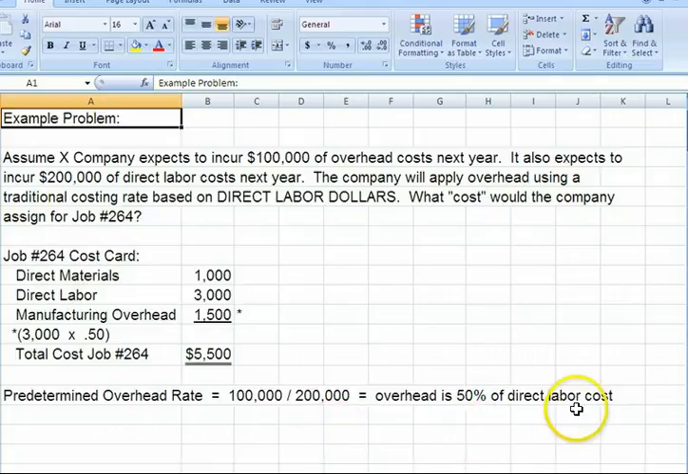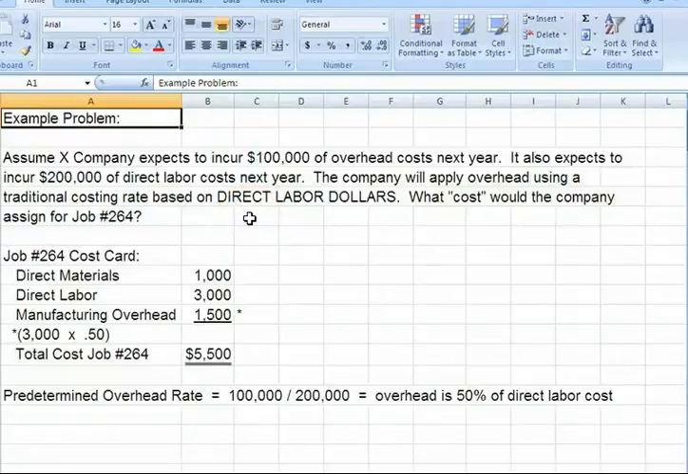Basically, what we're saying here is more overhead should go to products that spend a lot of time in the factory. And one of the ways we can measure how much time a product spends in the factory might be to look at direct labor dollars. If a product has a lot of direct labor dollars assigned to it, it probably spent a lot of time in the factory and should be responsible for more of the light bill, the heat bill, the supervisory salary, and all those other types of overhead costs than a product that doesn't spend much time in the factory.